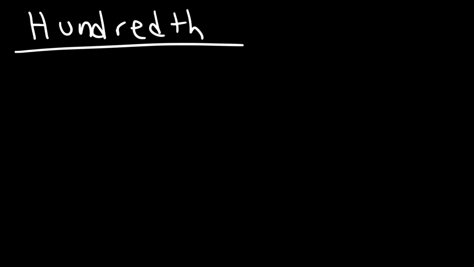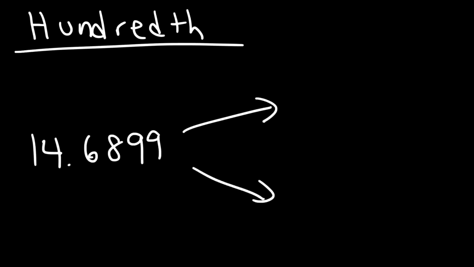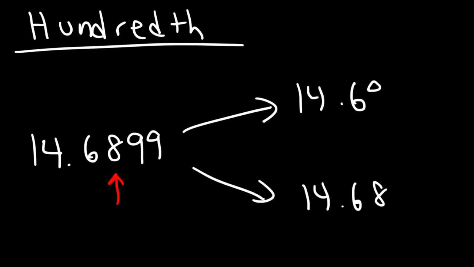Now let's say if we have 14.6899. So this is the hundredths place. So it's either going to be 14.68 or 14.69. So looking at the next number, it's greater than 5. So it's definitely going to round up to 14.69.